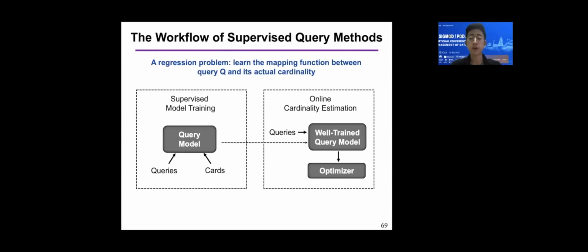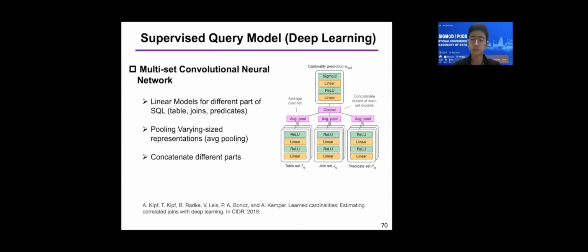Supervised query methods learn a mapping function between a query and its cardinality on the same database. They treat cardinality estimation as a typical regression problem in machine learning. They first train the query models with the sampled queries and their corresponding cardinalities, and then use the trained models to estimate the cardinalities of online SQL queries.